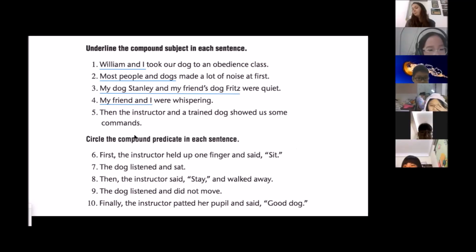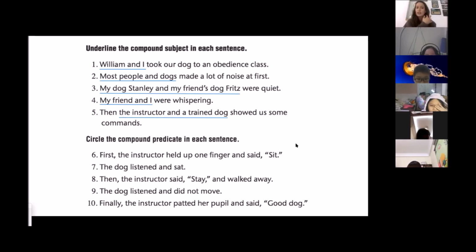Number 5. Then the instructor and a trained dog showed us some commands. And what's our compound subject? The instructor and a trained dog. So let's notice that you didn't include the word then. Is then part of the subject? No. It is a linking word telling us time order. So it's not part of the subject. Okay, it's telling us sequence or order of events.